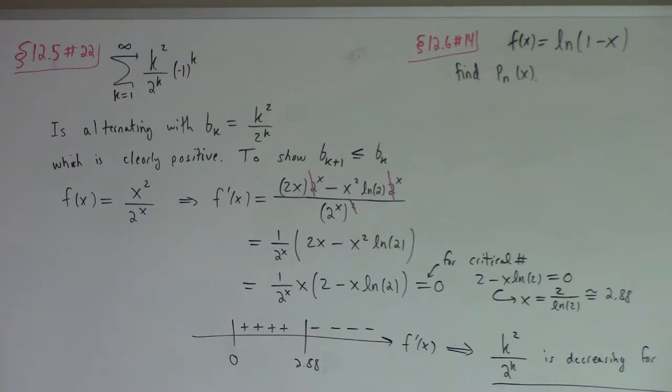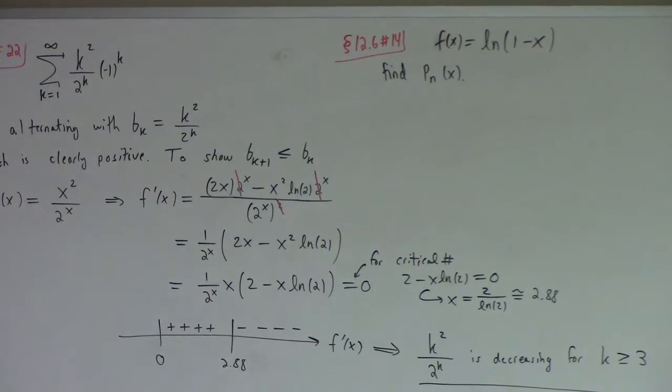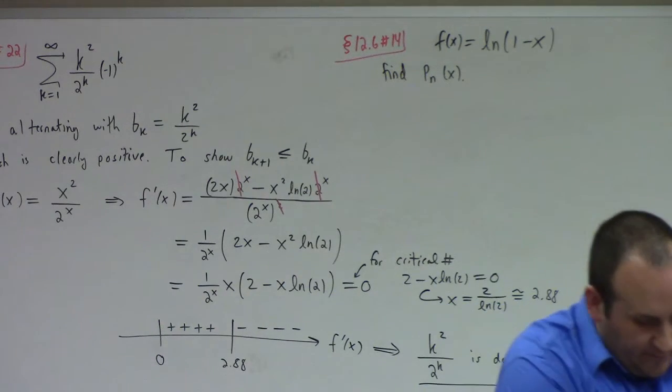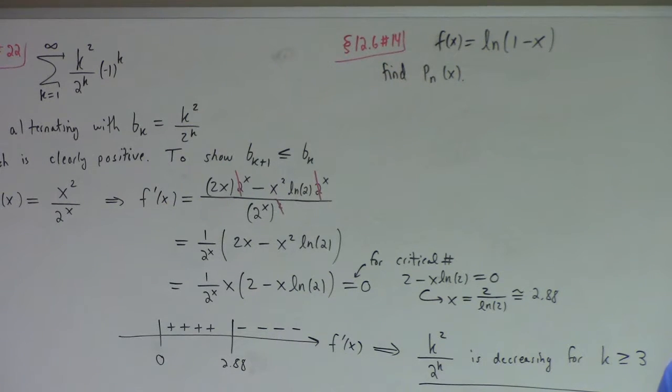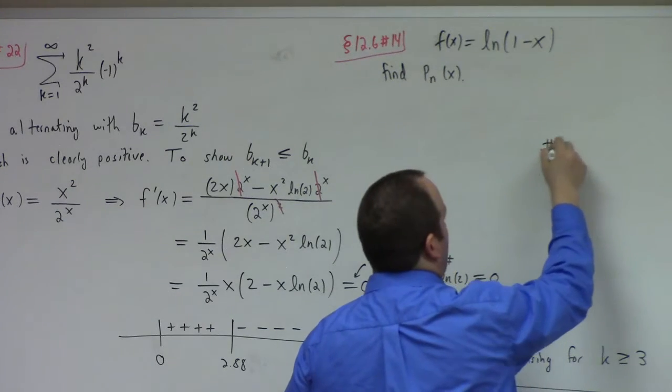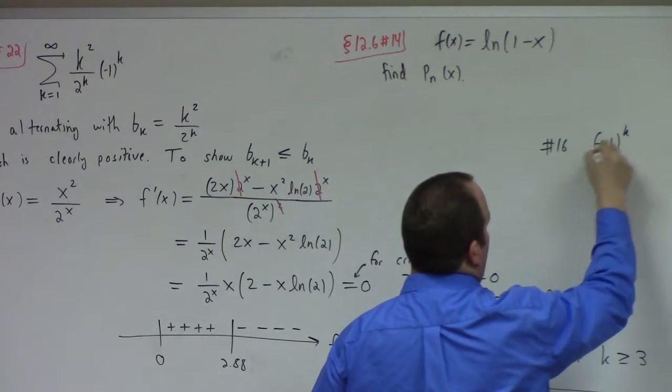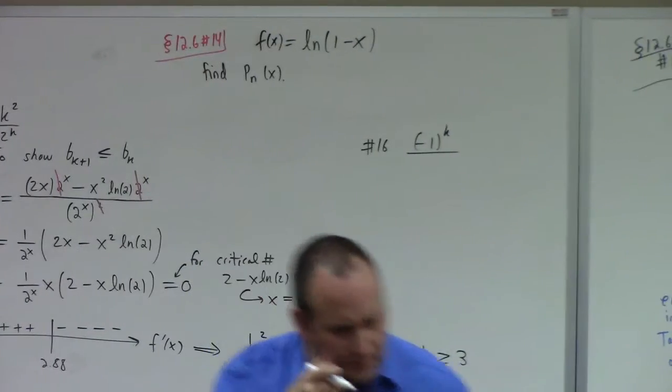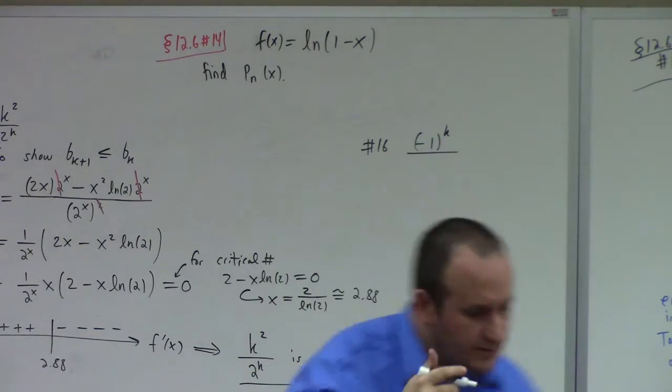A lot of the other examples we've looked at before this point, we haven't needed to make this analysis. Like another example in the homework here in 12.5. There's tons of examples. Like 16, minus 1 to the k over k times k plus 1. Is it square root? Square root, yeah.